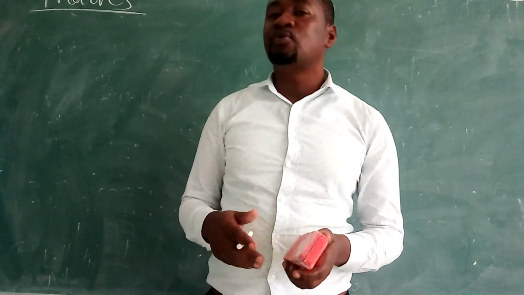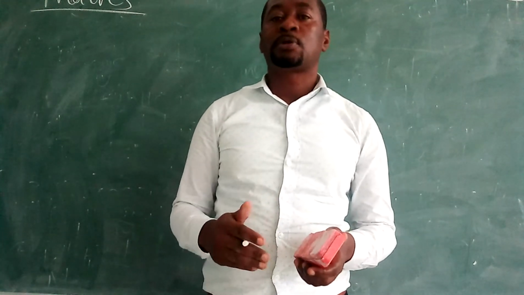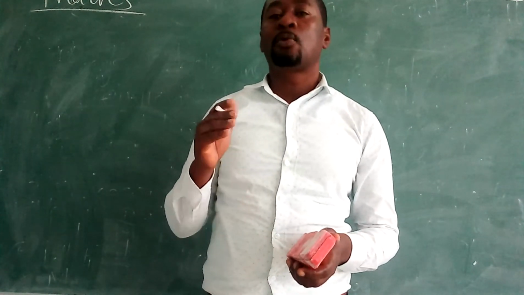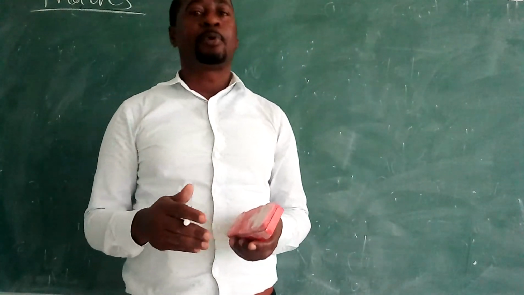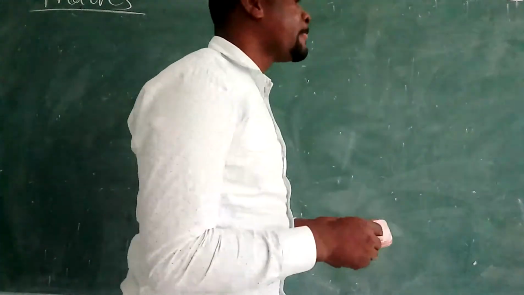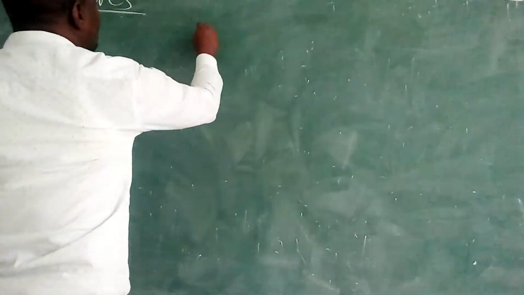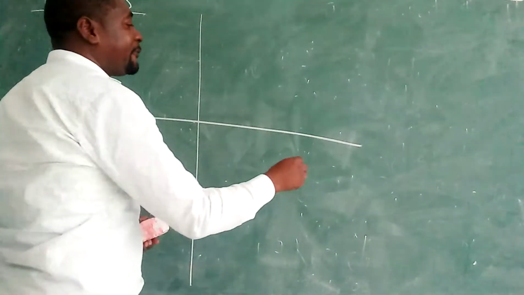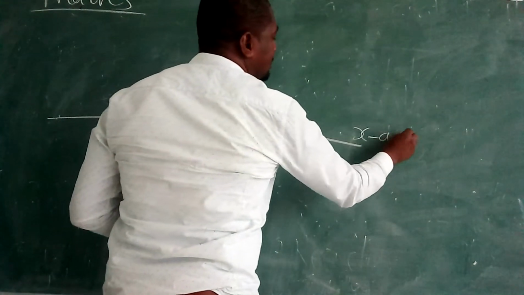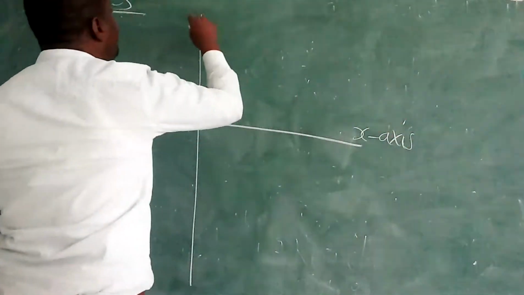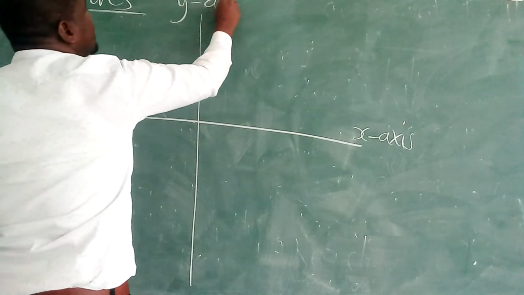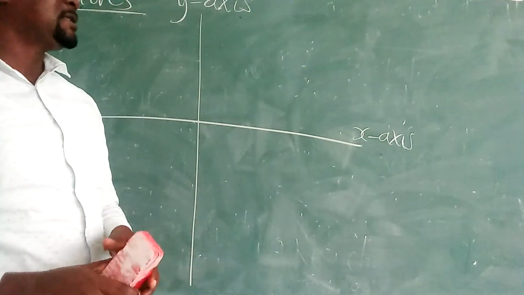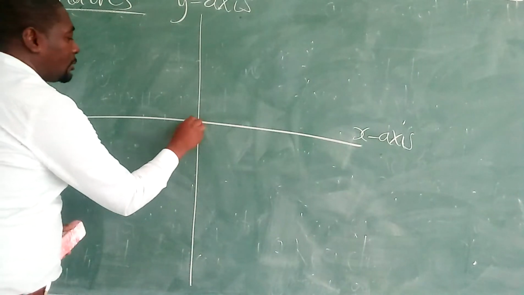So today we are going to learn how to plot coordinates on the grid. Now let's take this to be our grid. We have the x-axis, and then we have what? The y-axis.